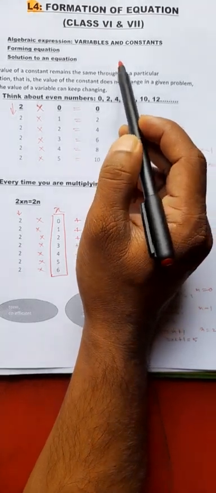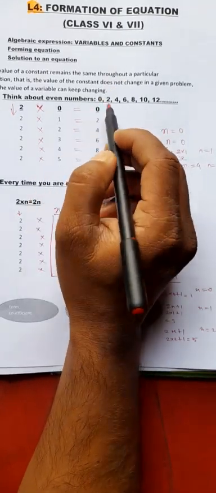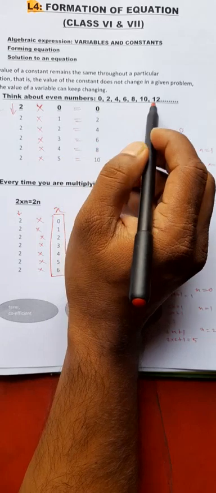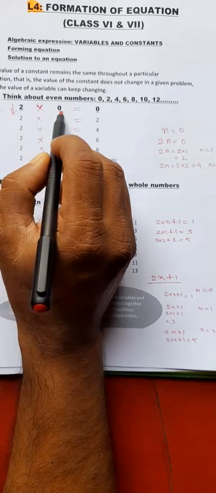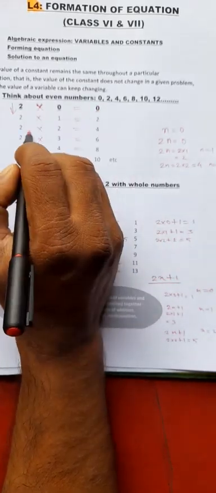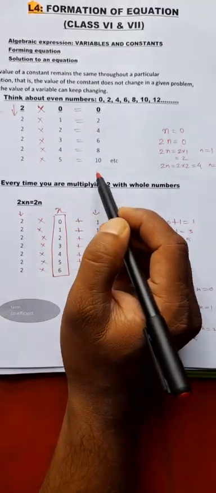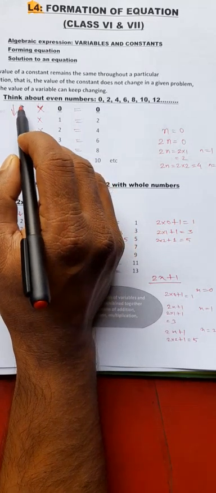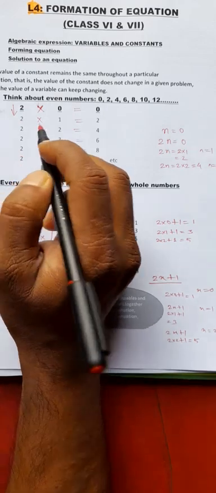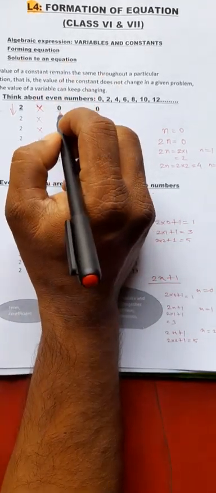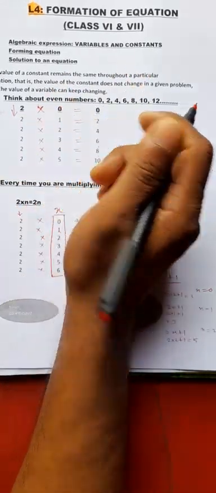One is constants and variables. Now let's imagine the series of even numbers: 0, 2, 4, 6, 8, 10, 12, etc. Now recall the multiplication table. 2 multiplied by 0 is 0. 2 1s are 2, 2 2s are 4, 2 3s are 6, 2 4s are 8, 2 5s are 10, etc. Now see in this series, the first column is only 2, from top to bottom it is only 2. In the second column we see a variation. It is increasing from top to bottom, right?